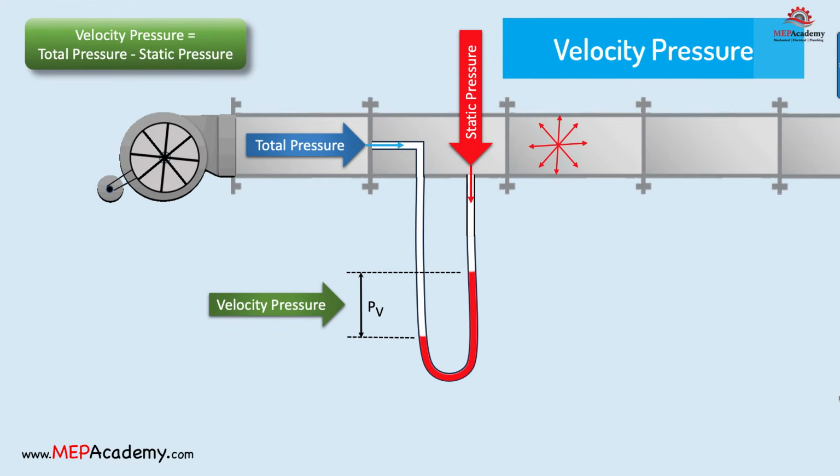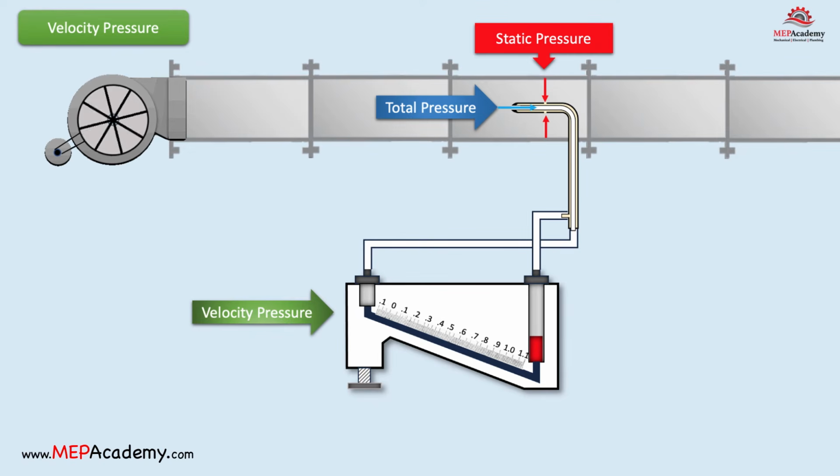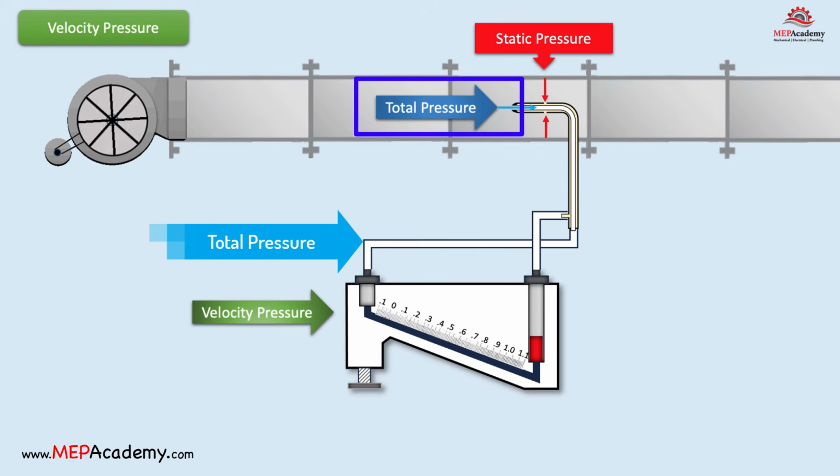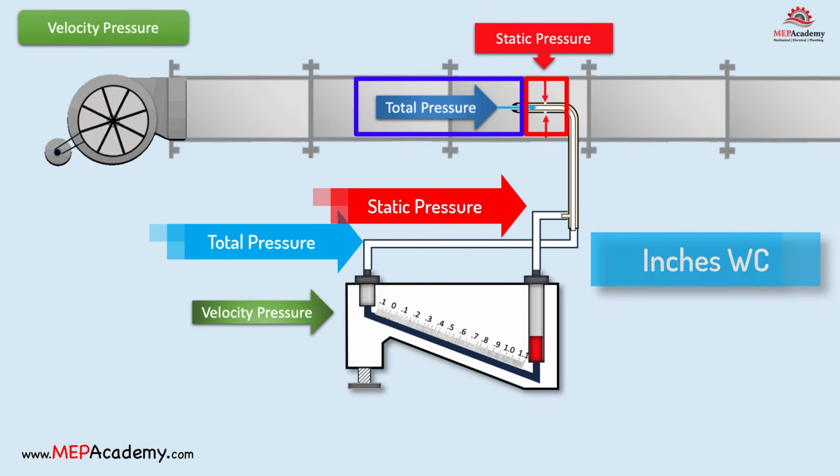Velocity pressure. Velocity pressure is the measure component associated with the movement of air within a duct. Consider a scenario where a fan is propelling air through a duct system. During this process, two distinct pressures come into play: velocity pressure and static pressure. The combination of these pressures is termed total pressure. Velocity pressure arising from the movement of air can be quantified by determining the variance between total pressure and static pressure, with pressure units denoted in inches of water or pascals.